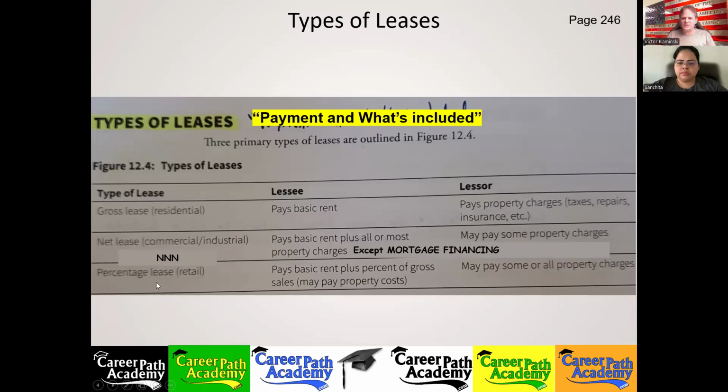In a percentage lease, this is common for retail properties. The tenant pays a basic rent plus a percentage of the gross sales. They may pay property costs. So basically what happens is the tenant pays the basic rent, small basic rent, and a percentage of their gross income, okay, to the landlord. This is common like in major shopping centers and such.